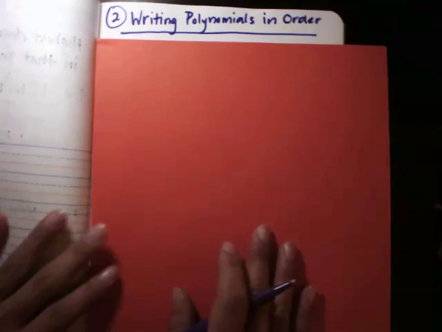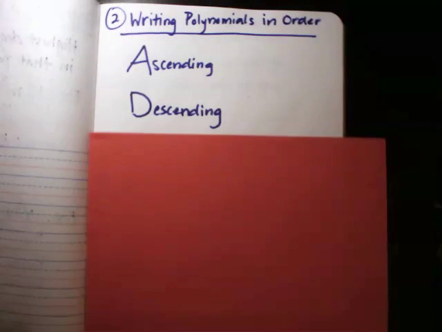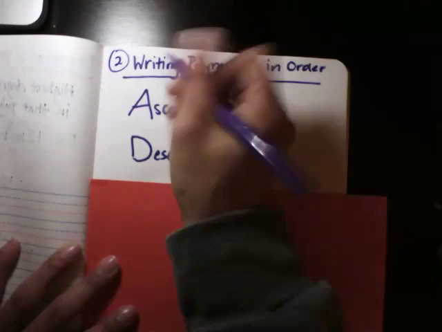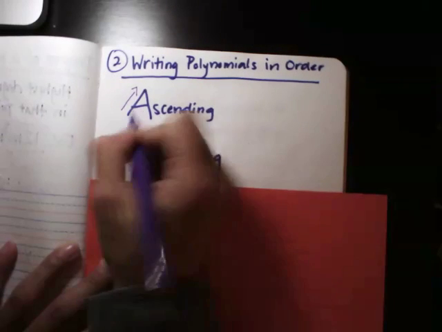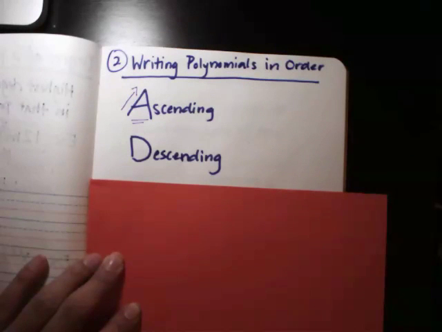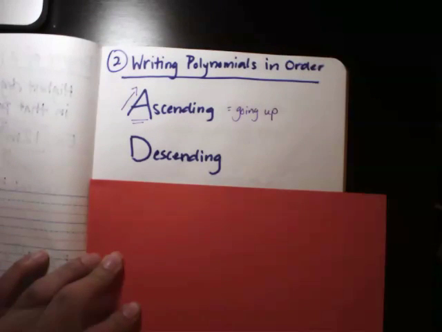So we need to move on now to writing polynomials in order. Okay, when you write your polynomial, there's always a specific order that you need to write it in. Okay, and there are 2 ways to write it. You can write it either in ascending order or in descending order. First I want to review what these words mean. You have the word ascending, okay? And I always think of it as A. When you write A, you're going up with your pencil first. And also the grade A means that your grade is very high. It's going up, okay? So this is going up in order.